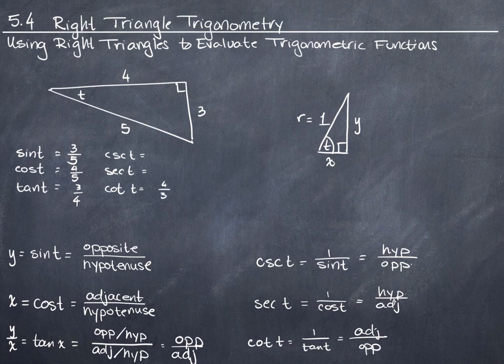Cosine and secant are related in the same way. So if cosine is 4/5, secant is 5/4. If sine is 3/5, cosecant rather is 5/3.